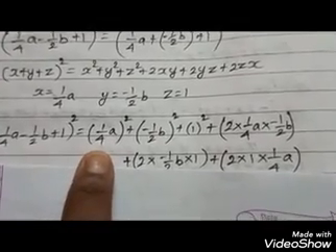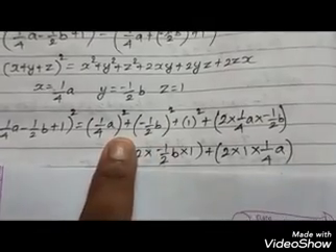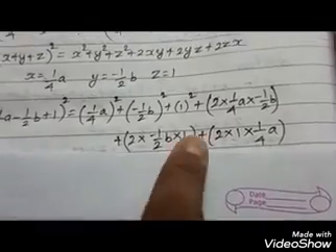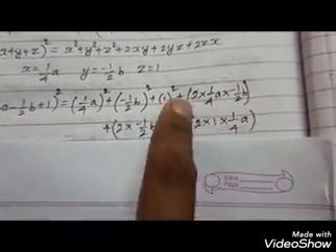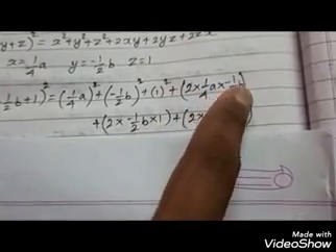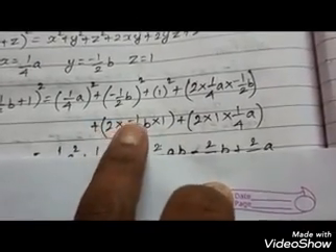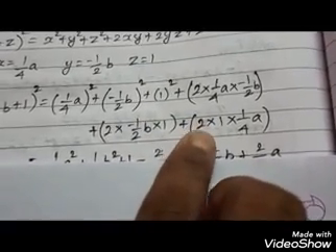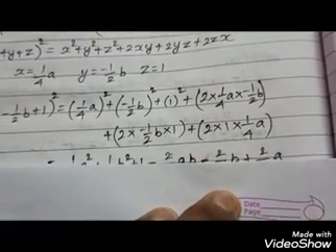So like this, x square means (1/4a) whole square, plus y square, (−1/2b) whole square, and z square means 1. Then 2xy, 2 into 1/4a into −1/2b. Then 2yz, 2 into −1/2b into 1. Then 2zx, 2 into 1/4a. So as usual, you need to square it.